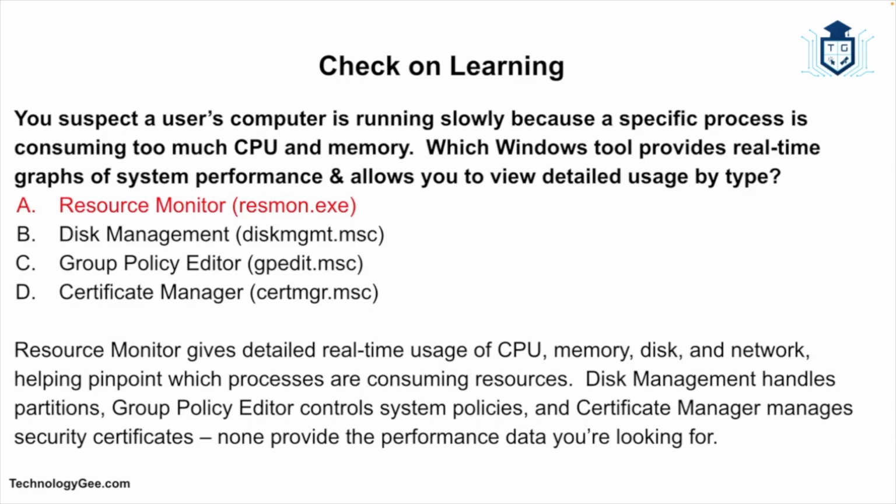So the resource monitor, this gives detailed real-time usage of CPU, memory, disk, and network, helping pinpoint which processes are consuming resources. Disk management, this handles partitions. Group policy editor, this controls system policies. And the certificate manager manages security certificates. And none of those answers other than resource monitor provide the performance data that you are looking for.